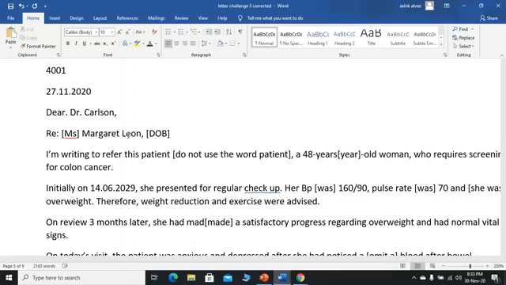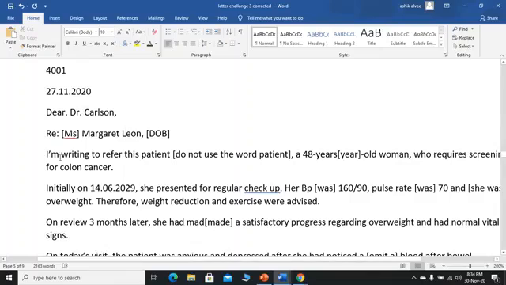Leon. And the date of birth is missing. So the name, and then the date of birth has to be written here. If the date of birth is given in the case note, there is no way you can miss it in your letter. If you miss the age of a person in a letter, it's not a big mistake as long as you write the date of birth properly. And if the date of birth is not given in the case note, only the age is given, in that case you have to write the age.